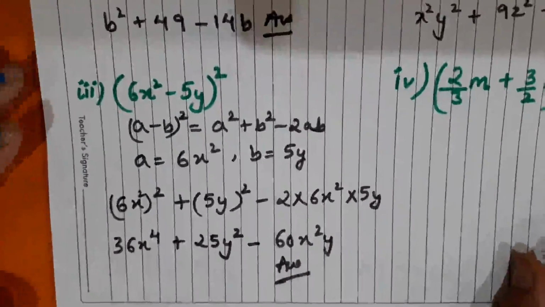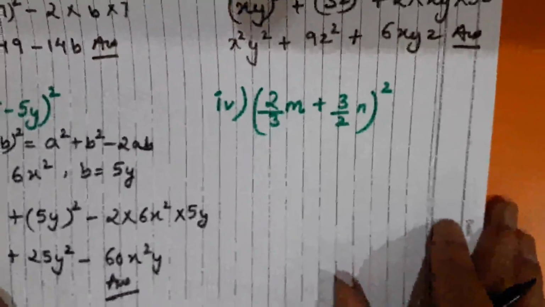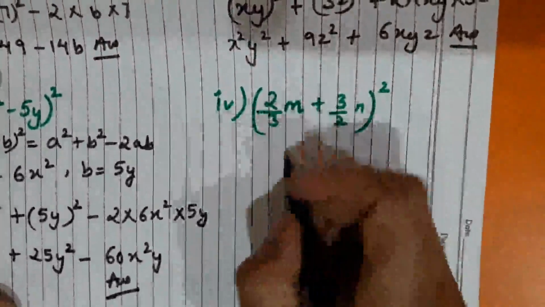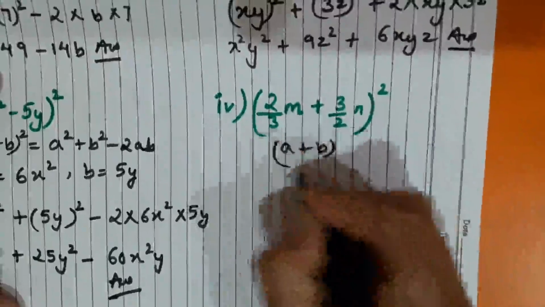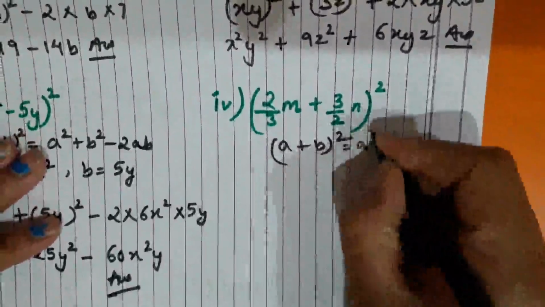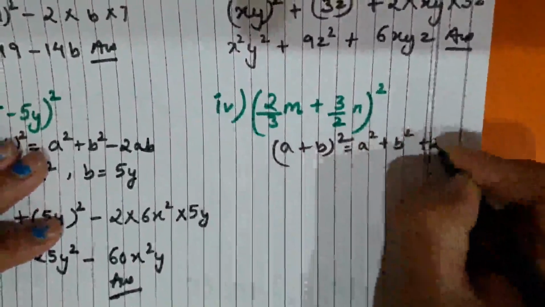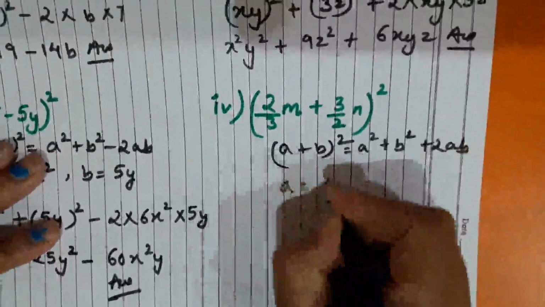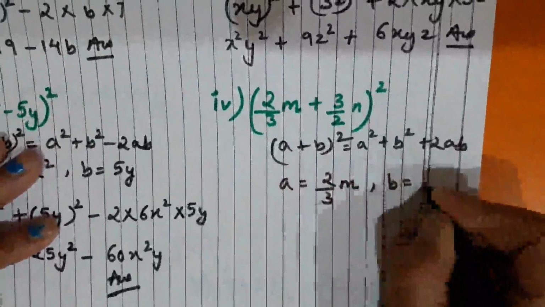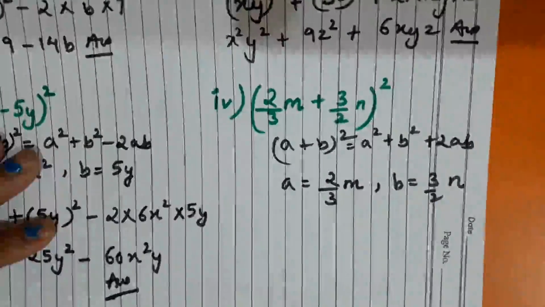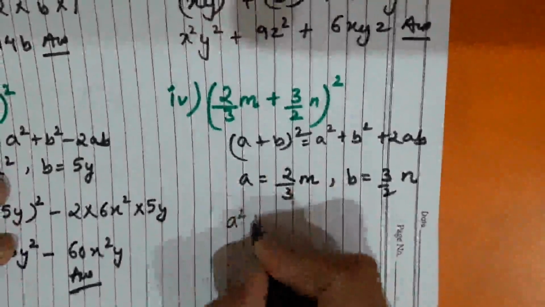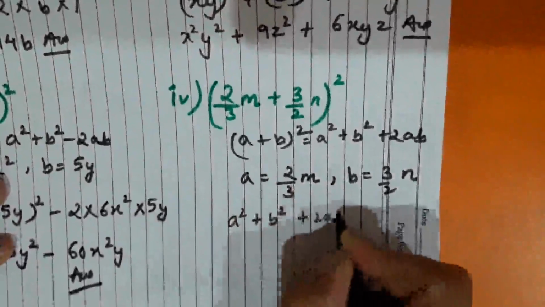Okay, next move to the next question. Next part is (2 by 3 m plus 3 by 2 n) whole square. It means (a plus b) whole square. So it gives you a square plus b square plus 2ab. a is 2 by 3 m and b will be 3 by 2 n. Now put these values inside the formula. a square plus b square plus 2ab is your formula.